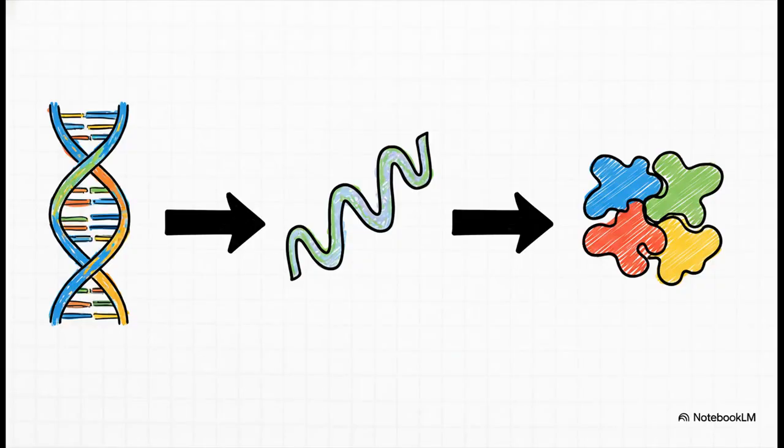Now, before we get into the nitty-gritty, you need to know about what I think is the single most important flowchart in all of biology. It's called the central dogma. It's basically the fundamental rule for how life works. Information flows from the master plan, the DNA, to a working copy, the RNA, which is then used to build the final product, a protein. Just remember this, DNA to RNA to protein. This flow is the key to understanding everything else.